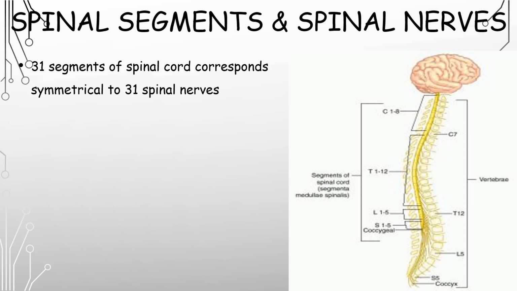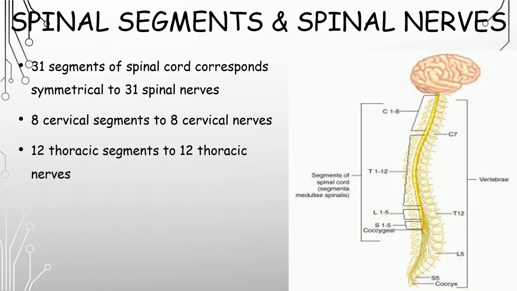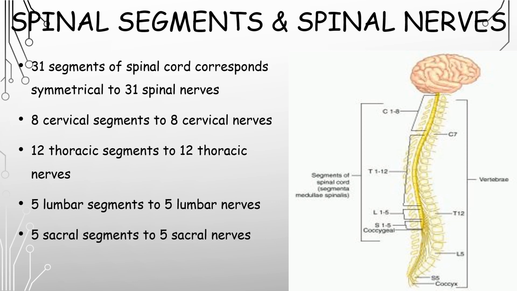So the 8 cervical segments give attachment to 8 cervical nerves, and 12 thoracic segments give attachment to 12 thoracic nerves. 5 lumbar segments give attachment to 5 lumbar nerves. 5 sacral segments give attachment to 5 sacral nerves. And finally, one coccygeal segment gives attachment to one coccygeal nerve.